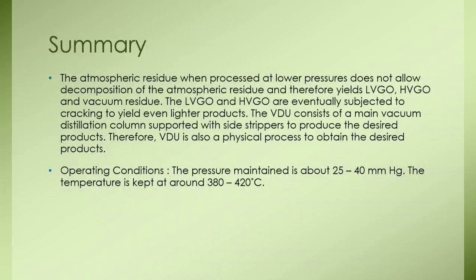The vacuum distillation unit consists of a main vacuum distillation column, supported with side strippers to produce the desired products. Therefore, vacuum distillation is also a physical process to obtain the desired product only. And the operating conditions at which it works are a pressure maintained at about 25 to 40 mmHg, and a temperature kept at around 380 to 420 degrees Celsius.